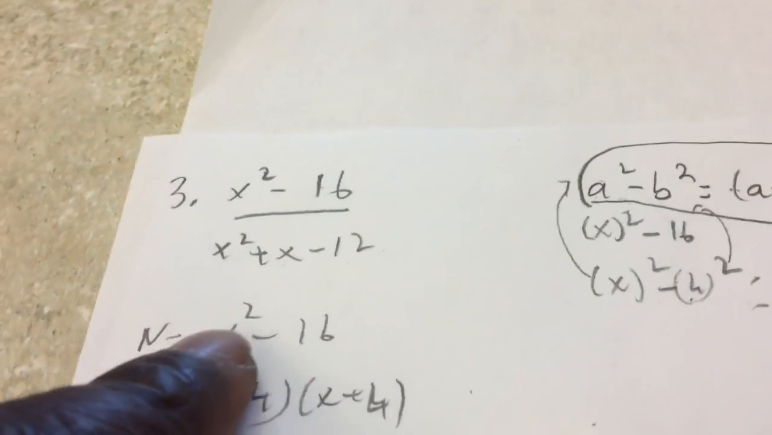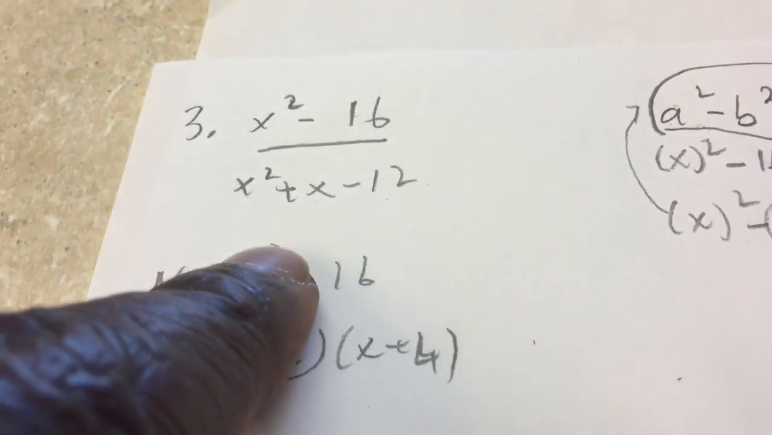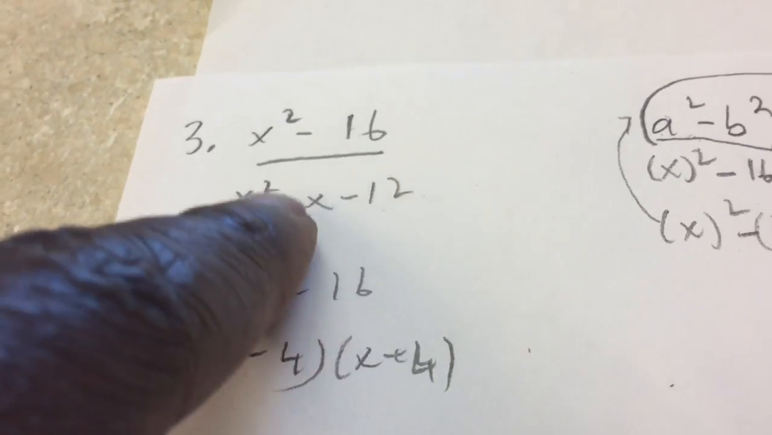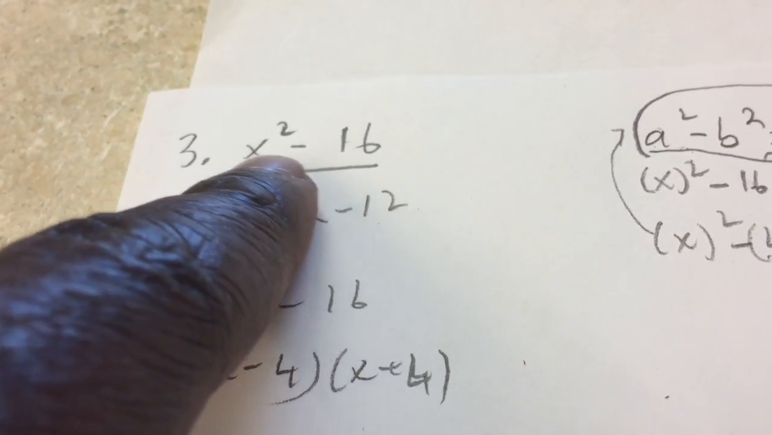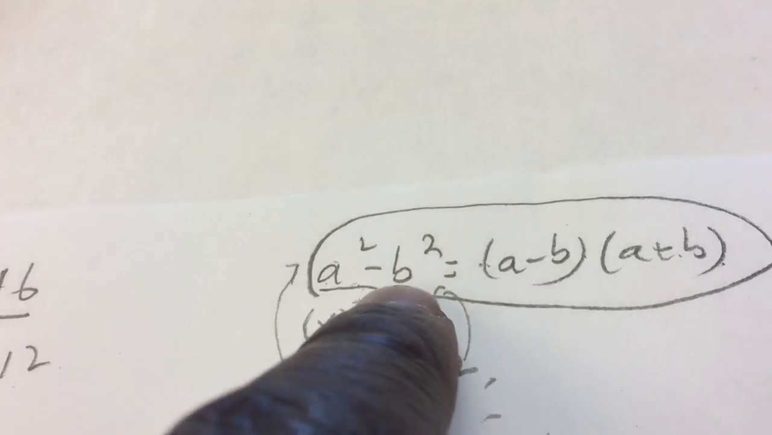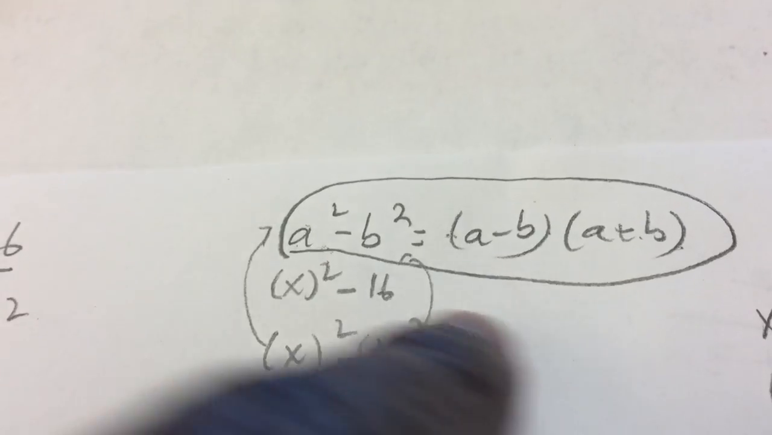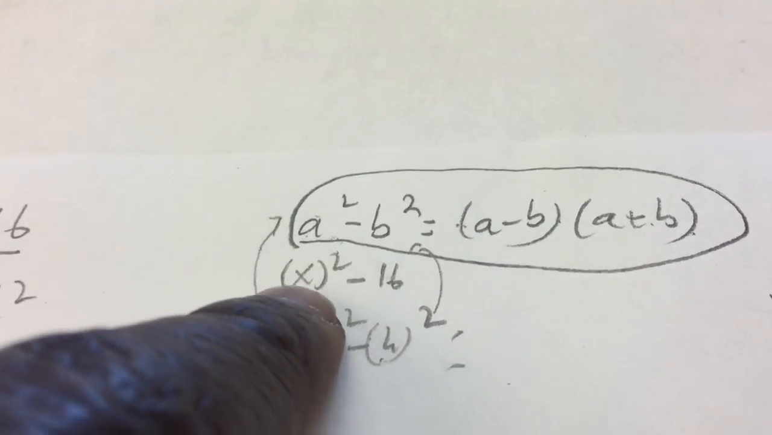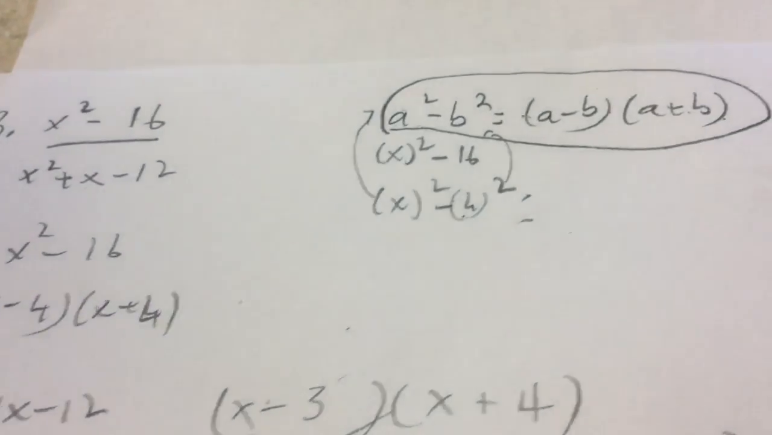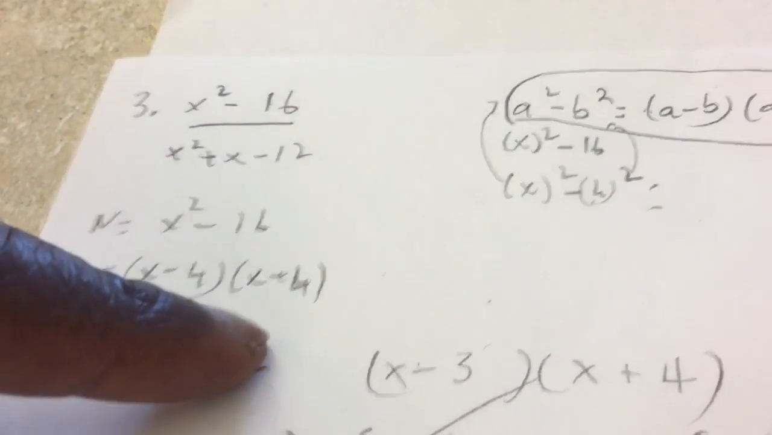And the last problem, we had x squared minus 16 over x squared plus x minus 12. Now this is different. This is the difference of two perfect squares. So we recall the formula: a squared minus b squared is a minus b times a plus b. And then we're going to apply that here with x squared minus 16. So that will give you x minus 4 and x plus 4.